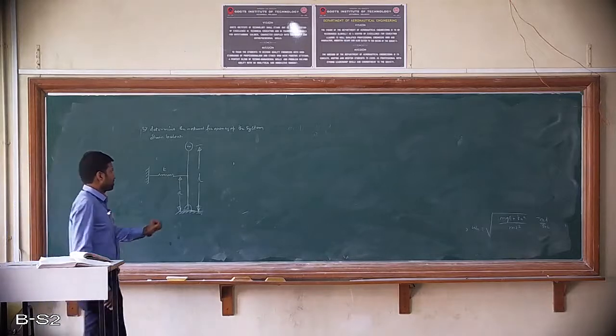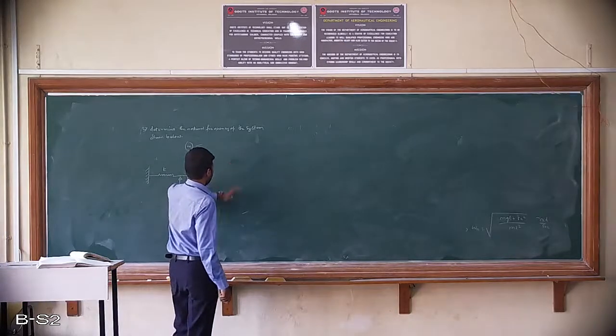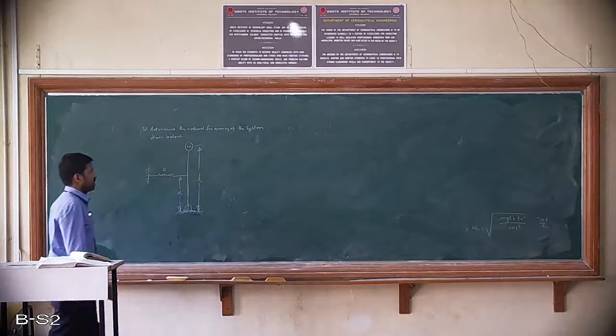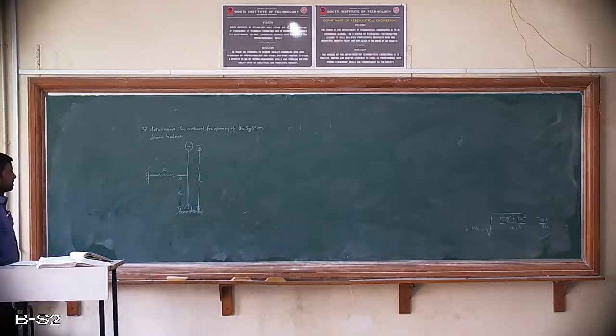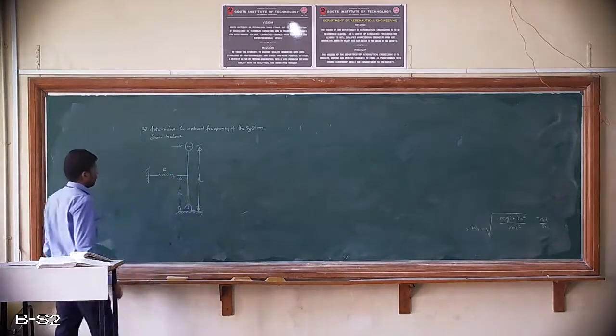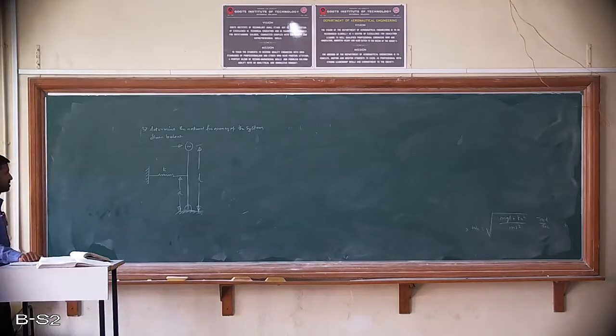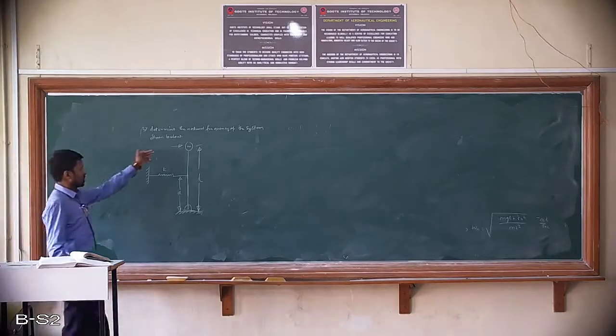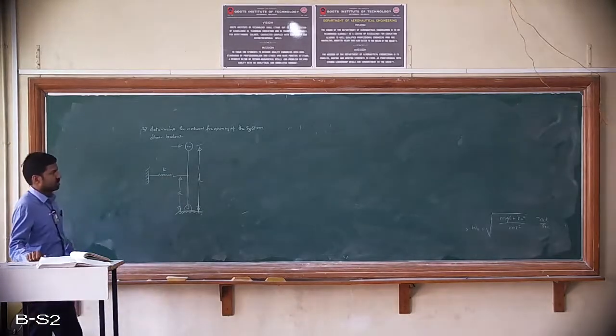So for that, we need to understand first what the restoring torques are and in which direction they are going to act. If I give the excitation to this mass in this direction, then what will be the free body diagram and how is it going to look?